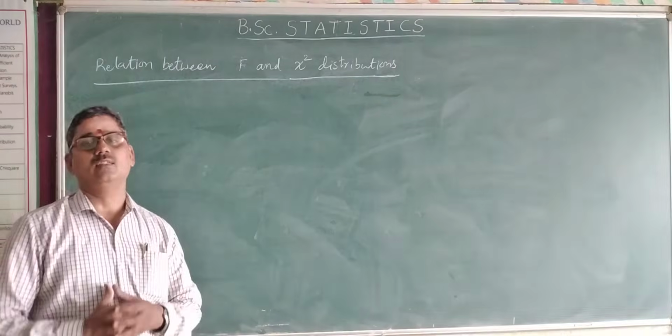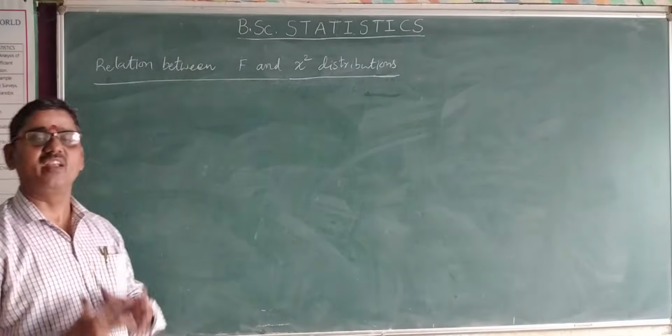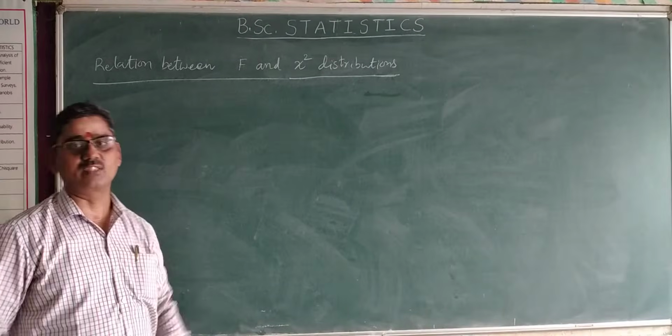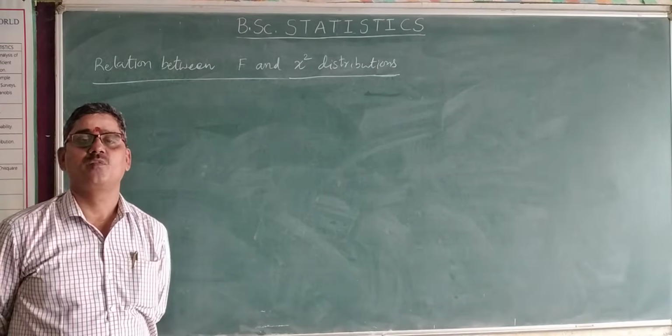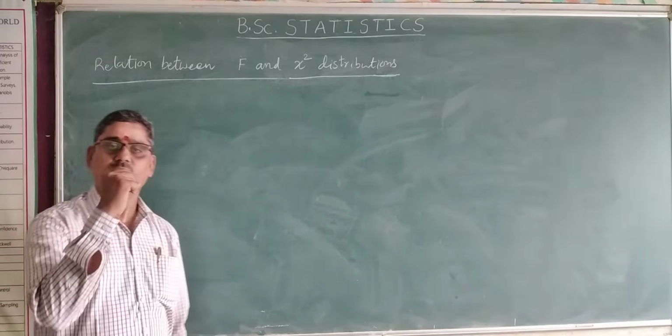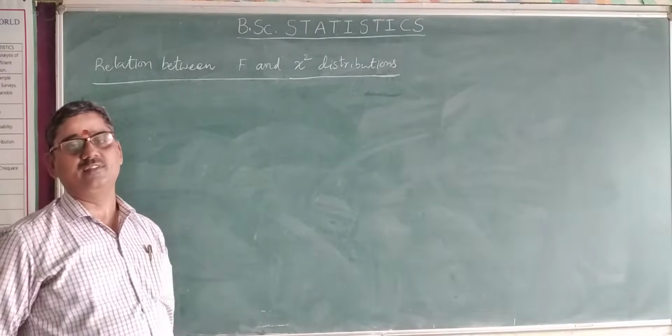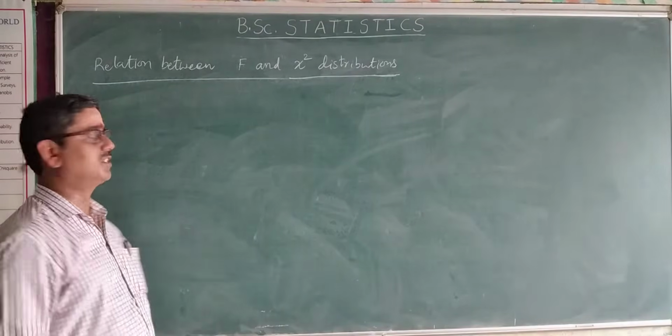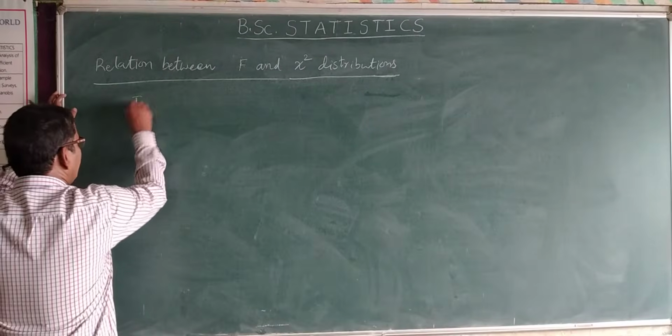In this lesson, I discuss the relation between F and chi-square distributions. The two distributions, F and chi-square, what is the relation? For which I consider the F distribution and establish the relation with the chi-square distribution. I give you a statement.